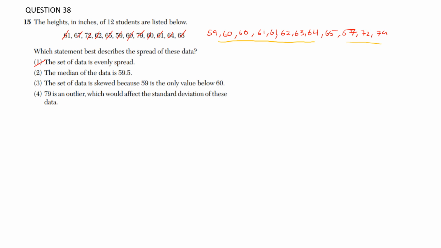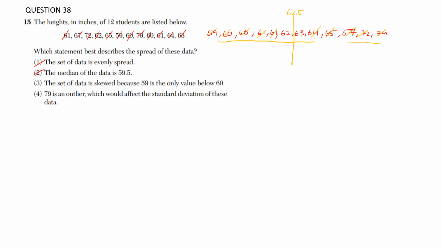And the second one is the median of the data is 59.5. Here we have an even number of values, right? So we split the data right down the middle. So the middle is right here. This would be the median, which is in the middle of 62 and 63, which is 62.5. And that is definitely not 59.5.